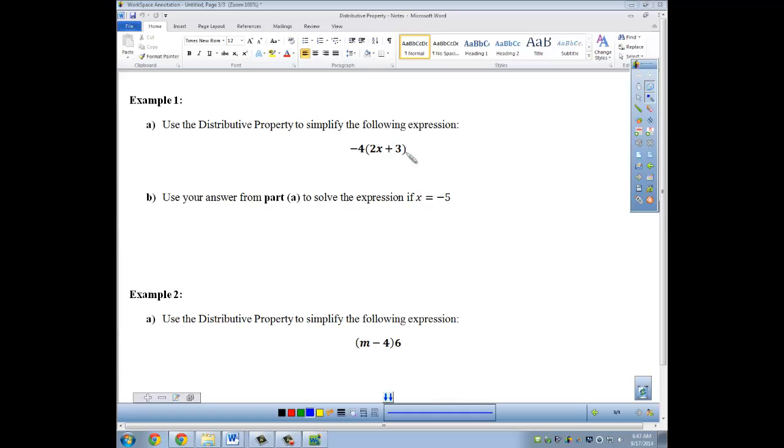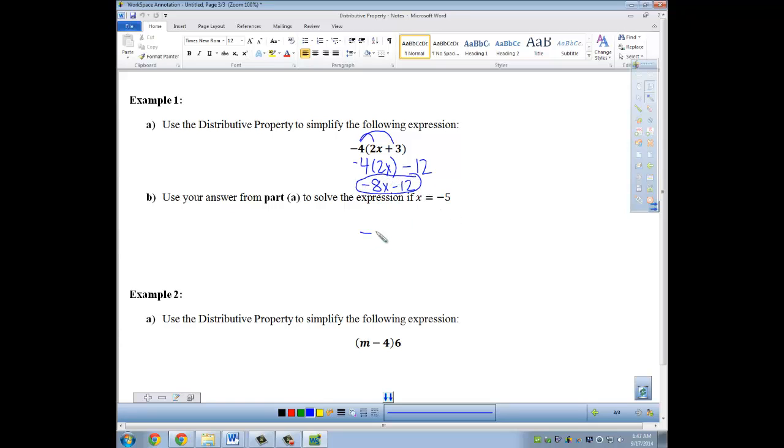We are going to use the distributive property to simplify the problem, and then we are going to solve it in part B when they tell us what x can be. So we have negative 4 times 2x, and then negative 4 times a positive 3 is a minus 12. So we get negative 8x minus 12 as my simplified expression.